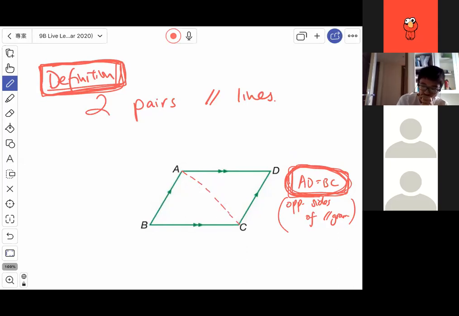Okay, and then our goal is to show that AD equals to BC. So can you see any congruent triangle in this figure?